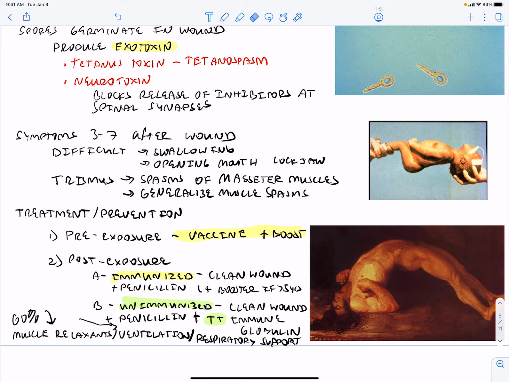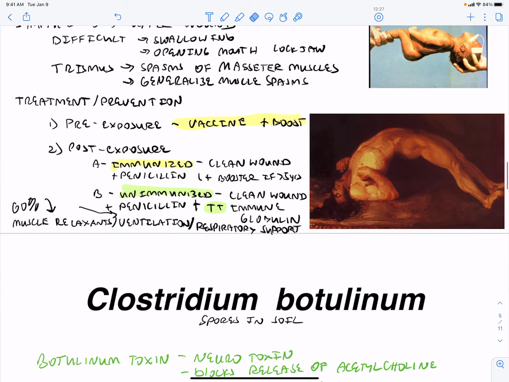In addition, most patients are going to require some sort of muscle relaxants, ventilation, and respiratory support as well. Now, in the United States, we have about 10 to 40 cases per year. Worldwide, they have about 15,000 cases per year now. There's been a lot of progression with respect to the distribution of the vaccine and preventing infections, because back in the 70s, there was about 300,000 cases a year worldwide. It still is a considerable cause of death in infants. So neonatal tetanus has about 5,000 cases a year, and it's still considered a significant cause of neonatal death.